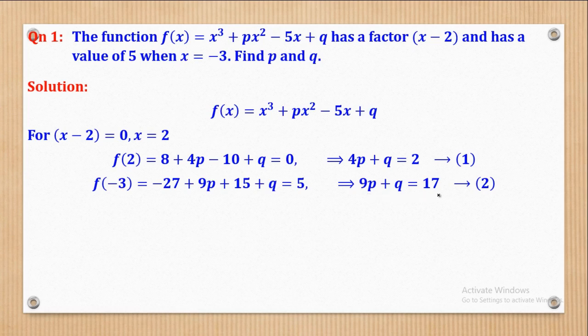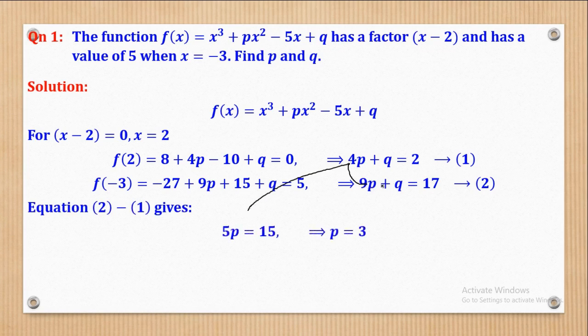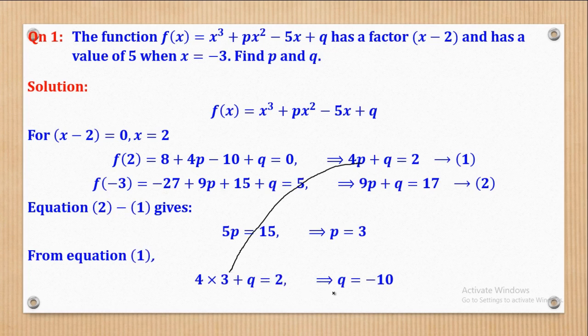Now I've got 2 equations and 2 unknowns, so I have to solve them simultaneously. When I subtract 1 from 2, I'll come up with, for example, 9p minus 4p gives me 5p. Then this minus this, it cancels. Therefore, 17 minus 2 gives you 15. When I divide both sides by 5, I'll come up with p equal to 3. Then from equation 1, I'll substitute for p and make q the subject, and q will become negative 10. So basically that is what they wanted.